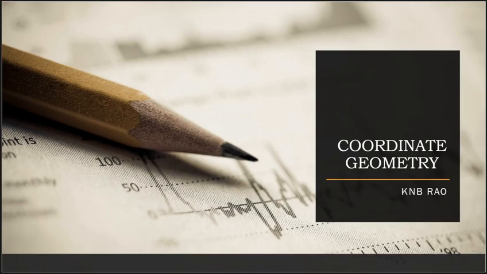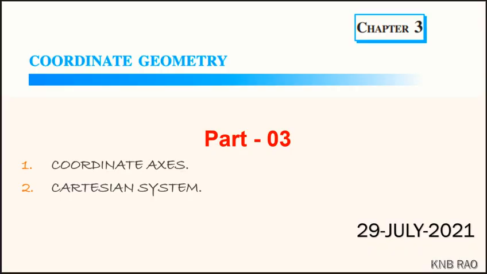Students, this is part 3 of the chapter coordinate system or coordinate geometry. In this part 3, we will understand the meaning of coordinate axis and Cartesian system and plotting a point on Cartesian system.